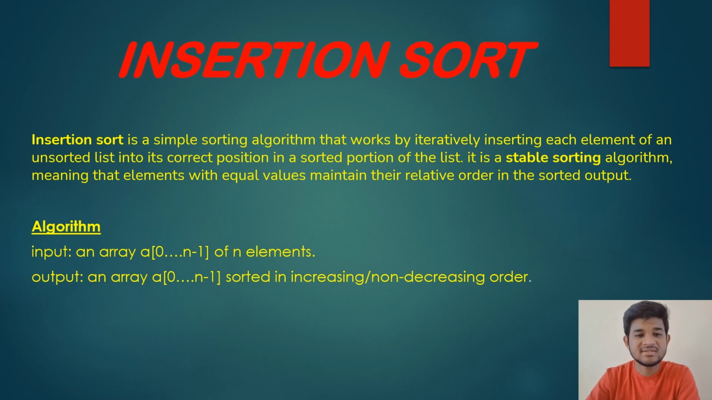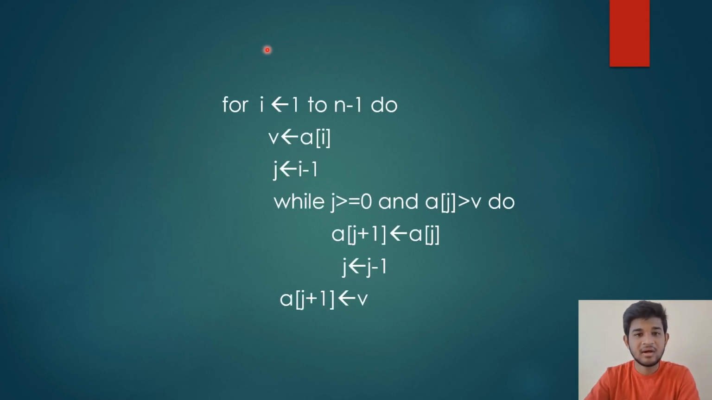We are giving input as an array A of 0 to n minus 1 of n elements, and the output we are getting is an array A of 0 to n minus 1 sorted in increasing or non-decreasing order. And this is the algorithm for the insertion sort, which contains two loops, that is a for loop and a while loop.